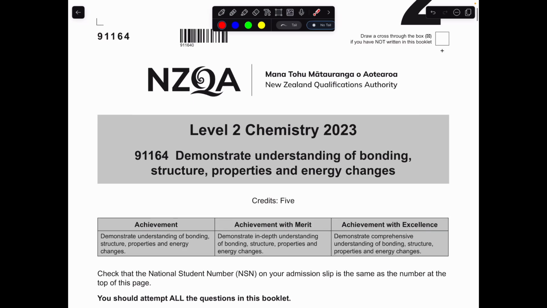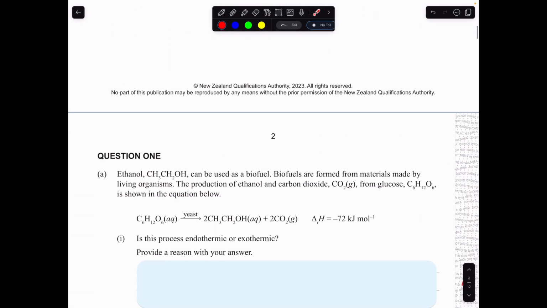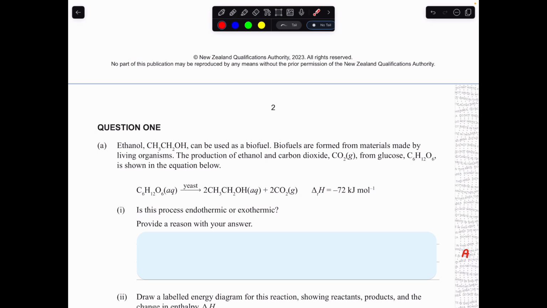We are going to go through the 2023 Structure and Bonding paper. So follow along with me, see how you go. This will take longer than an actual exam because I'll probably do some teaching on the side as well.